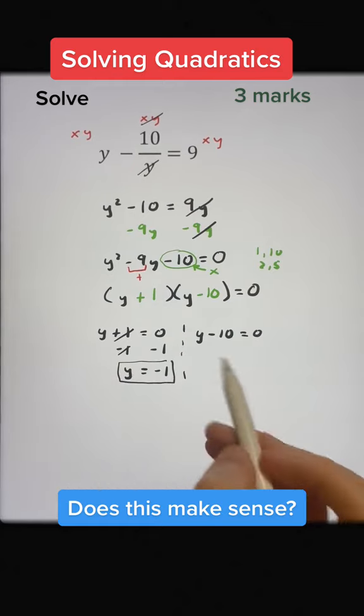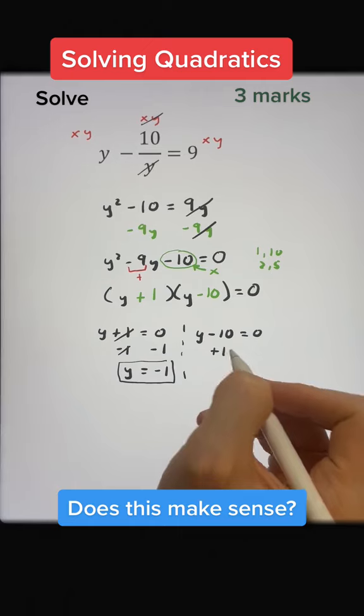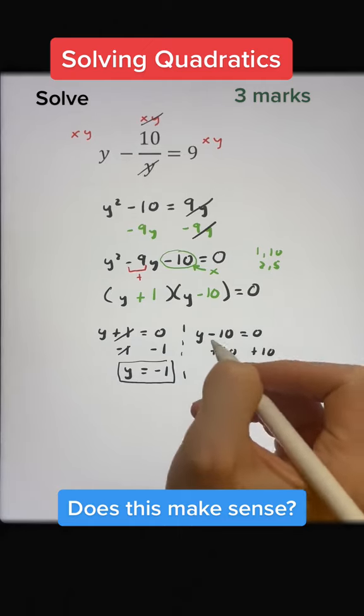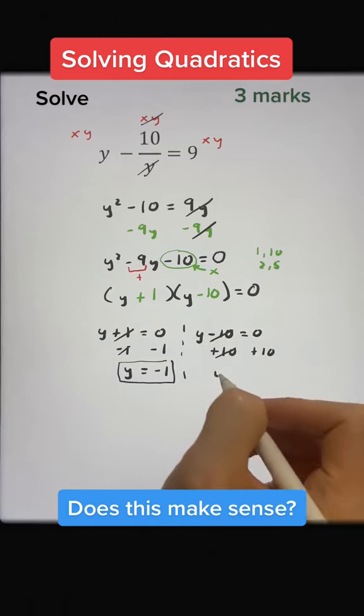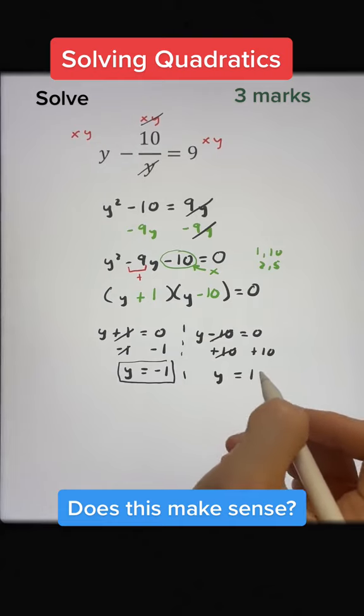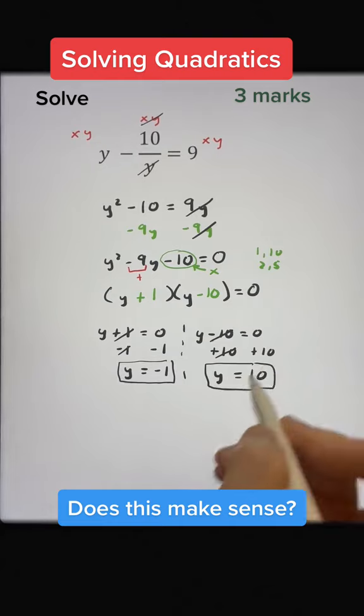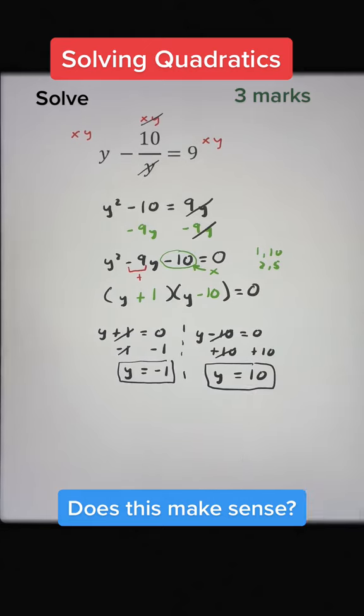That's one solution. Here the opposite of minus 10 is to add 10 to both sides. I know negative 10 add 10 will cancel to leave us with y. And 0 add 10 gives us 10. Hence my 2 solutions are y equals negative 1 and y equals 10.